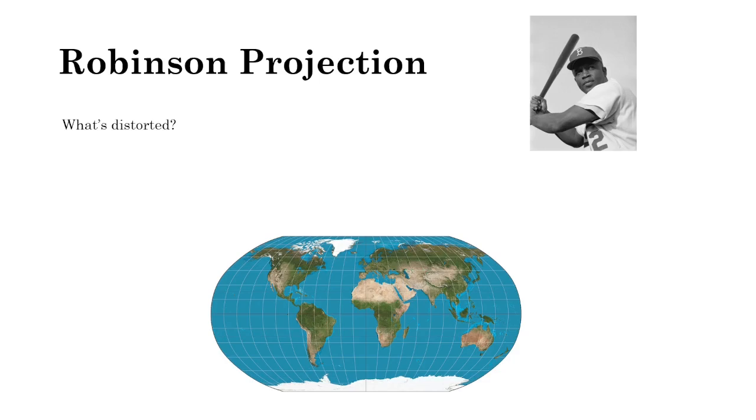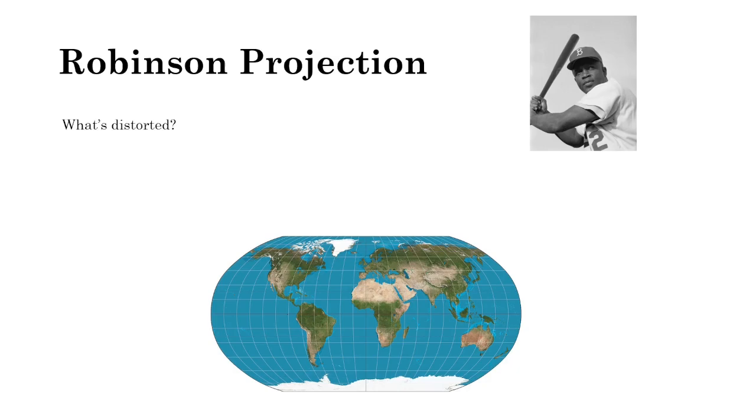Now let's talk about the Robinson projection. And no, it's not named after Jackie Robinson, as cool as that would be. So what's distorted here? Okay, so Greenland and Antarctica, they look kind of big. So area is distorted. They kind of look curved. The countries look pretty curved. I mean, look at Greenland. The closer you get to the poles, the more curved they are. So shape is distorted.